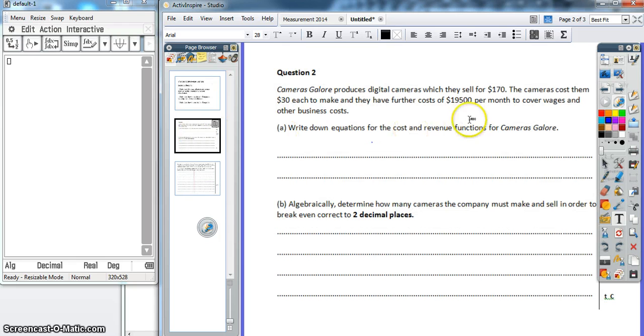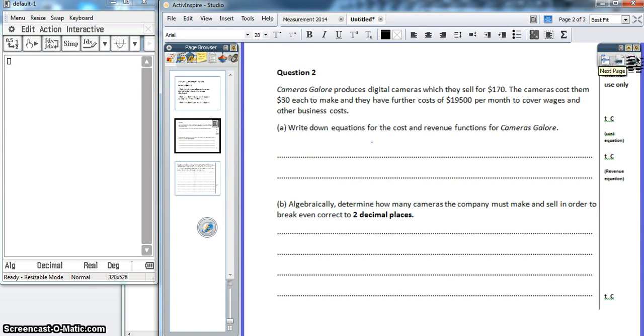Here's our situation. Cameras Galore produce digital cameras which they sell for $170. The cameras cost them $30 each to make, and they have further costs of $19,500 per month to cover wages and other business costs. Write down the equations for the cost and revenue functions for Cameras Galore.